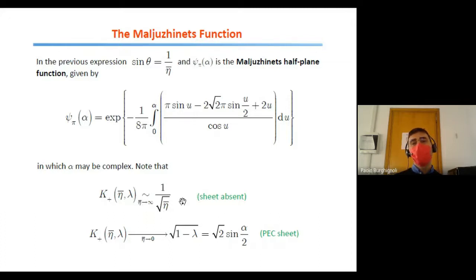So it goes to 0 as the inverse of the square root of the normalized impedance eta. The other interesting limit is when instead the conductivity of the sheet becomes very large, so the limit where eta goes to 0. And one can easily see that it is the square root of 1 minus lambda tick up, which we found in the previous lesson. This can also be written equal by means of a trigonometric sine of alpha divided by 2. Okay.